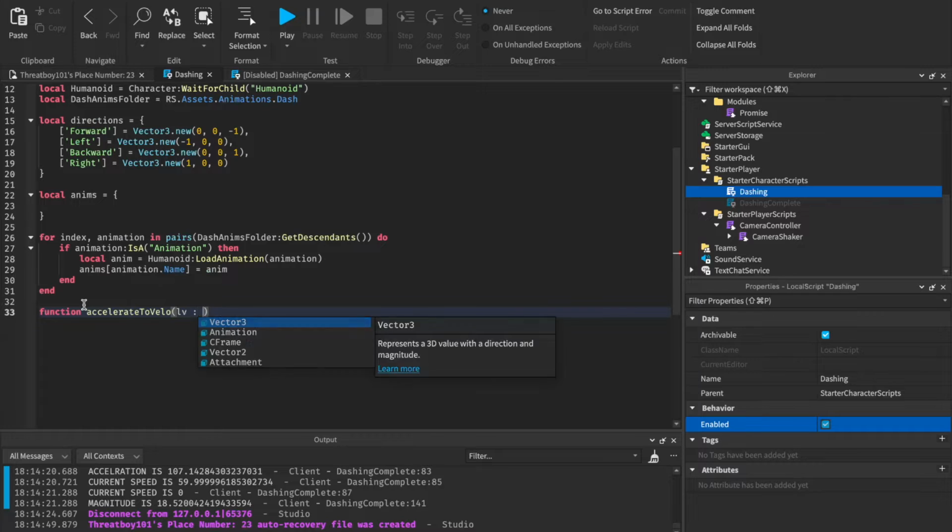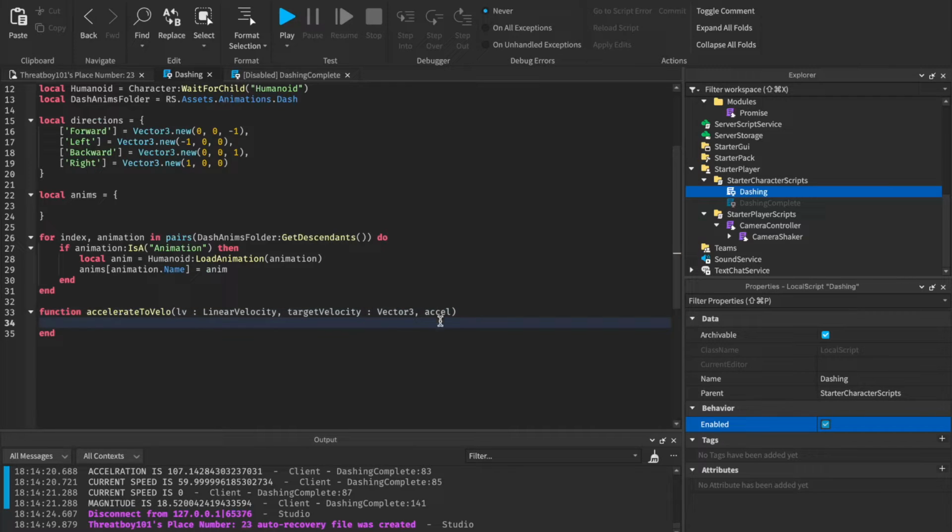And this will take a linear velocity instance. It's going to take a target velocity. This will be the velocity that we're trying to reach, and then xl will be how fast we want to reach that target velocity, so the acceleration to that target velocity.